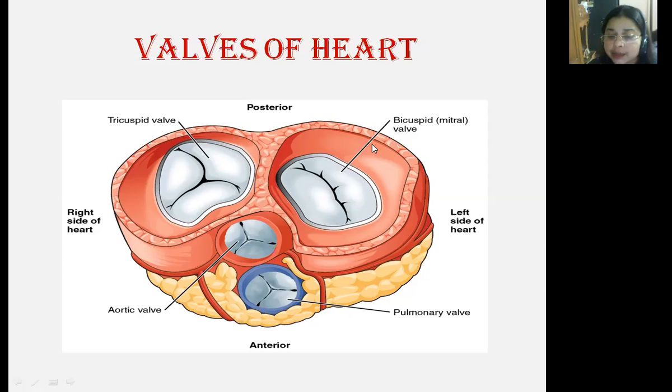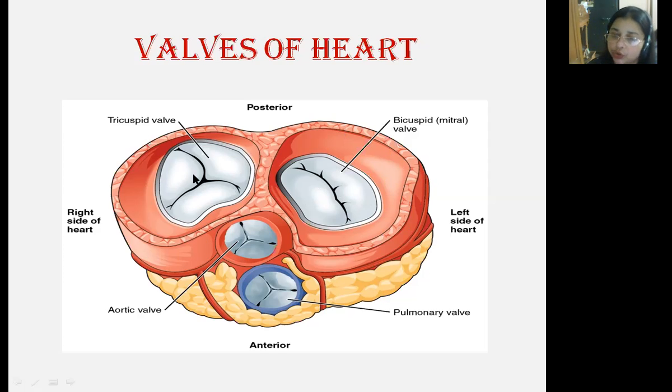Now, it is present at the left side of the heart at the junction of the left atrium and left ventricle, at the atrioventricular aperture. Now, the tricuspid valve is present at the junction of the right atrium and the right ventricle.